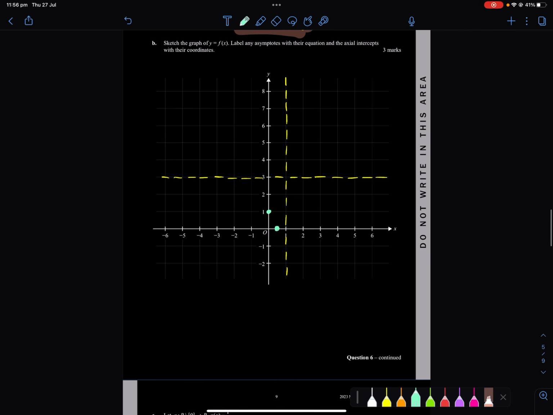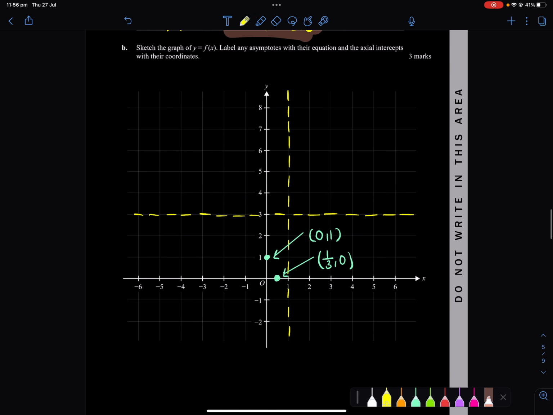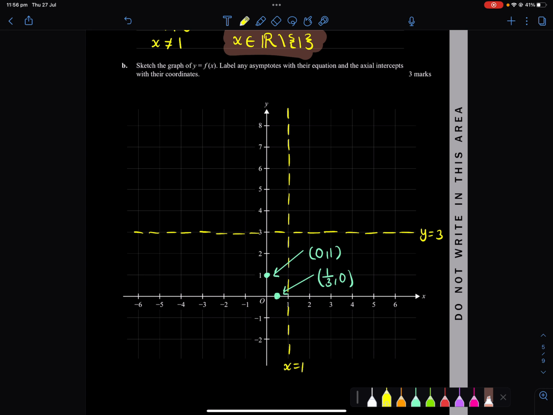I'm just going to now label them. So this one over here is 1/3, 0. This point over here is 0, 1. And I forgot to label my asymptotes. So this one will be y equals 3, x equals 1. So we've labeled the asymptotes with the equation and the axial intercepts.